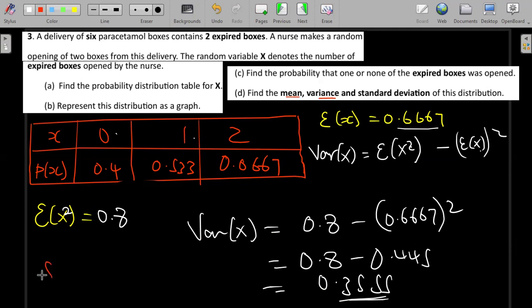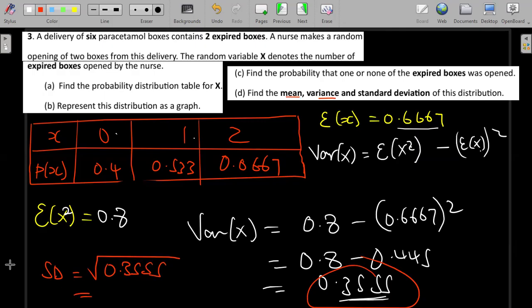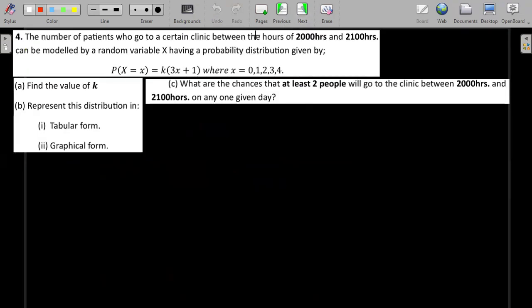And then the standard deviation, we just know it's the square root of the variance. So this is the variance, 0.3555. So find the square root of this, and it means you found your standard deviation. I'm finding 0.5962. So this here is my standard deviation. So it means we are done with question 2. We go on to question what? This was question 3. We are done with question 3. We go on to question 4.